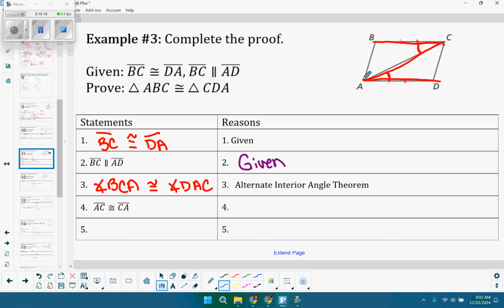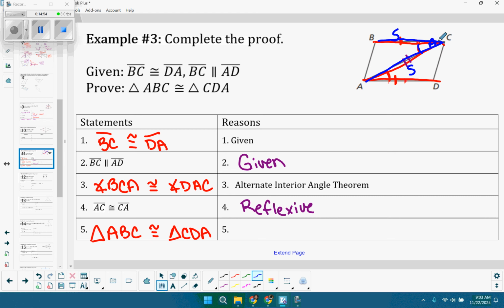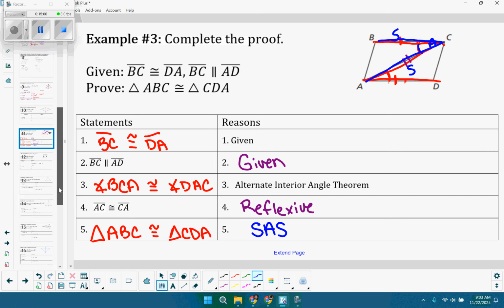And the next step says that segment AC is congruent to segment CA. So they did flip the letters around, but they're still saying the exact same segment on both sides. So that is still the reflexive property. And my last step, I know that I'm talking about congruent triangles. And in my picture, we had this as an S, this curve is an A, this dash is an S, and connecting my 2 S's together pointed to A, which makes SAS.